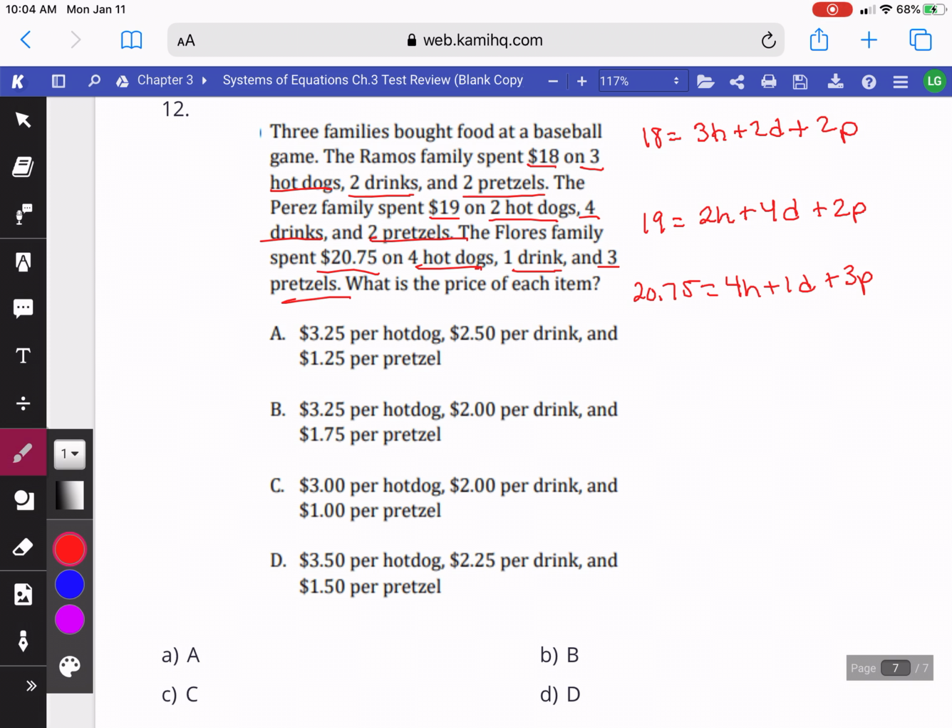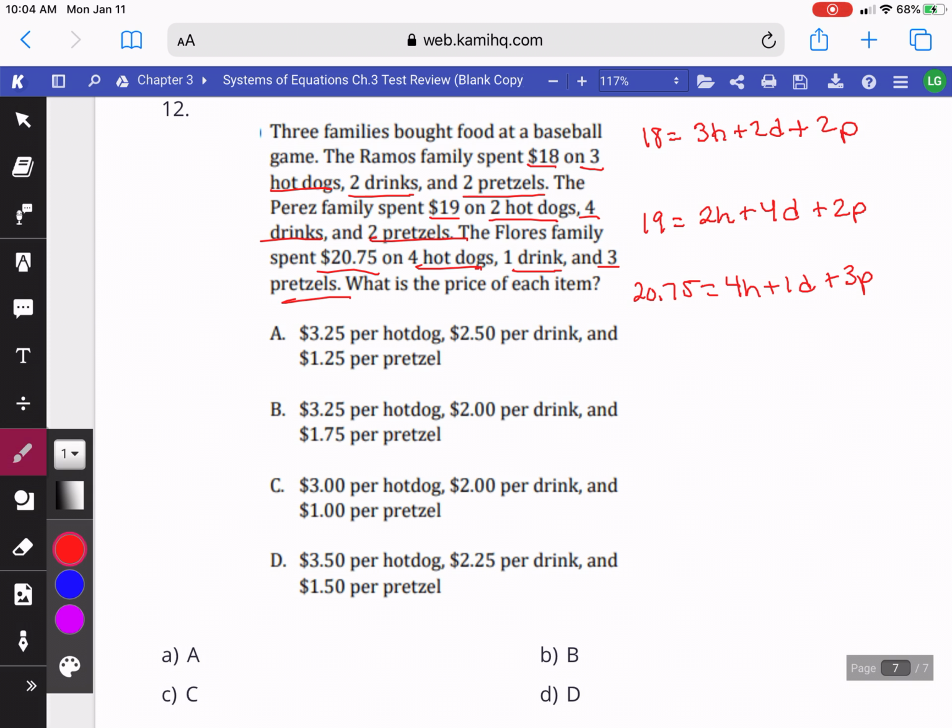Now, here you have answer choices. So if you wanted to know the price, here you don't have to do it by hand. You can just plug in those costs for H, D, and P, and you want to see which of those would give you the correct total cost for each family. So you have to make sure that it works for each family, not just one of them.